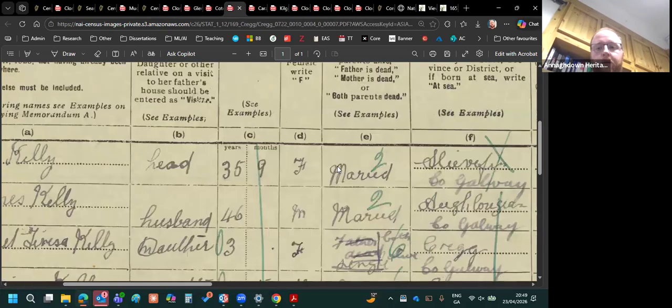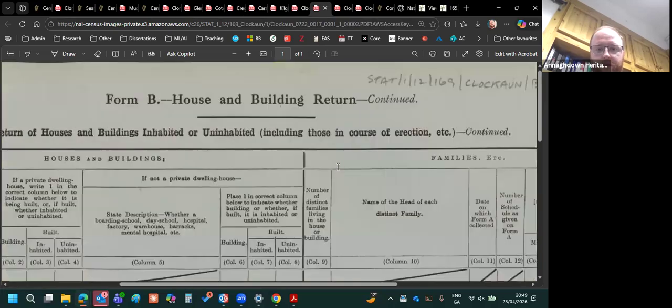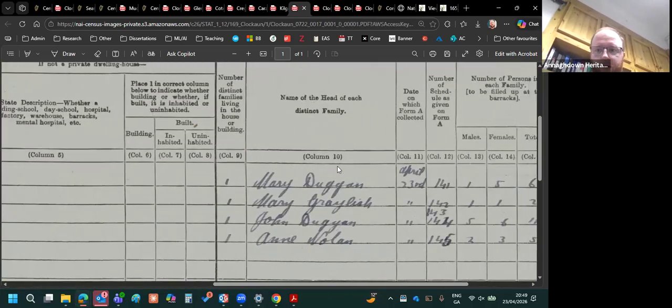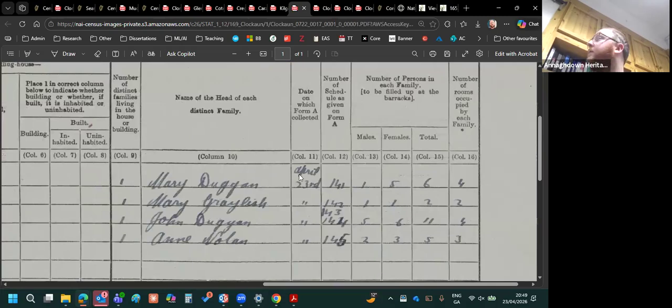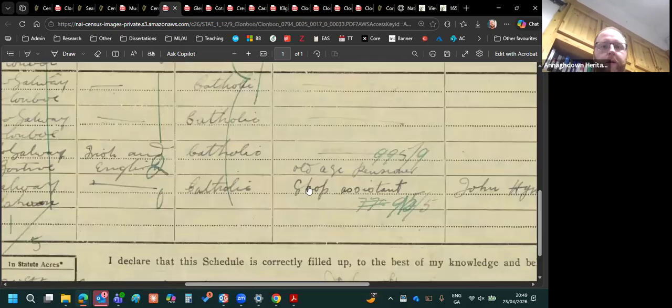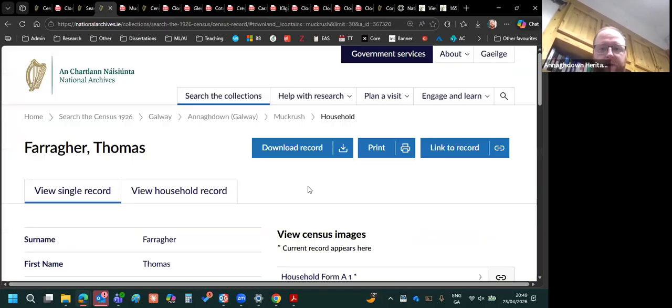It's on Form B. So if we go to Form B here, it says date on which Form A was collected, and 23rd of April is there. You will occasionally find some other nice bits of information.